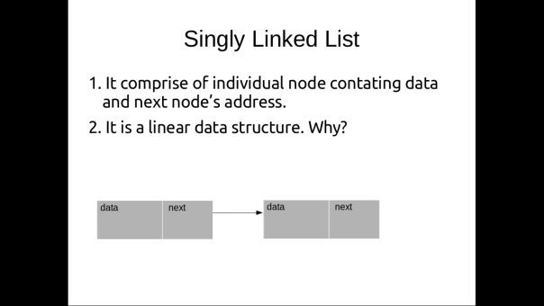Just imagine a link or chain. One bead or one node is connected with another node. How are they connected? The end part is connected with the first part of the other chain link. So this is the arrow point. This next address is pointing to the other node.